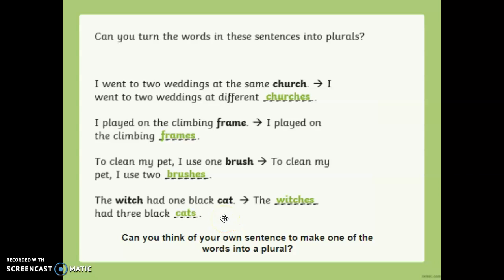Okay? Can you think of your own sentence to make one of the words into plural? So you might want to pause the video and have a go at writing your own sentence.